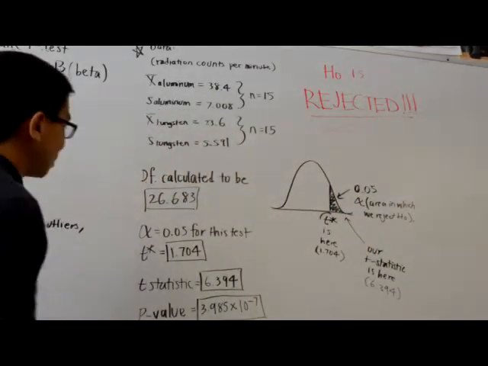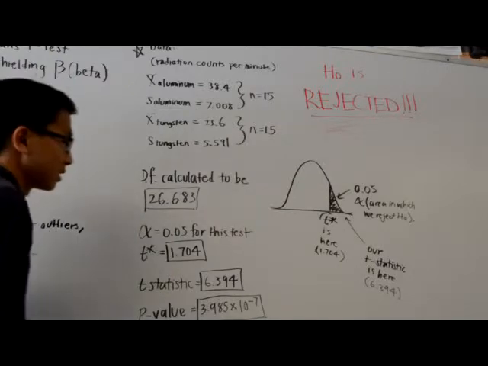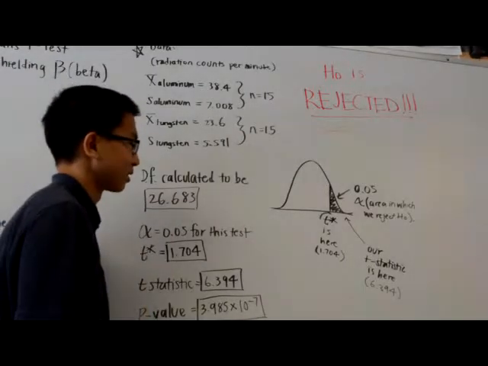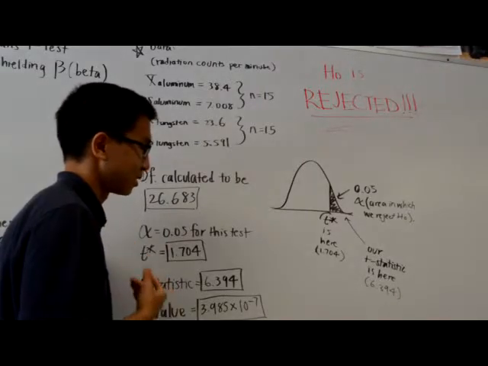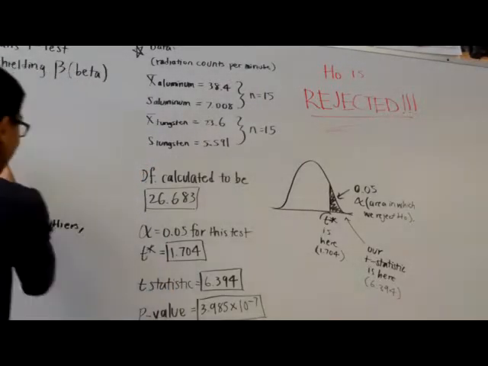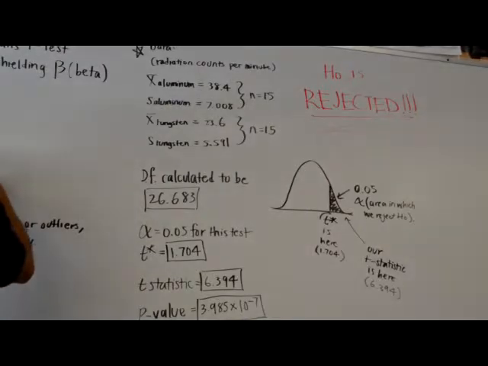That means that it's extremely unlikely that such an association would occur simply by chance, and that perhaps there is indeed less of the radiation counts in tungsten than aluminum.